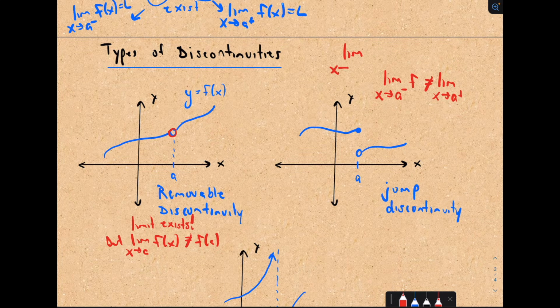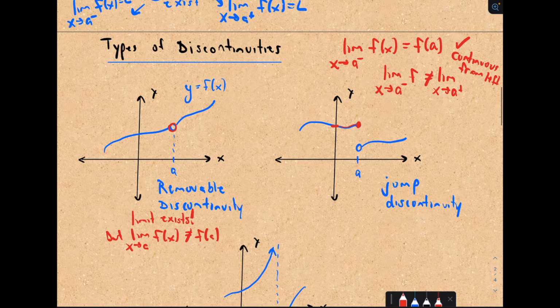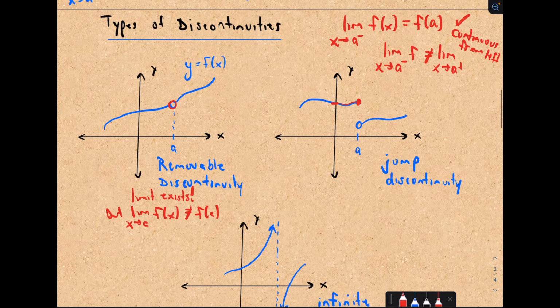Notice that the limit as x approaches a from the left in this case does equal f of a. As x approaches a from the left, we're getting closer and closer to this y value, and if we plug a into our function, because it's filled in, this condition is satisfied. So this is known as being continuous from the left. Since my function is not filled in down here from the right side, it's not continuous from the right. That's the notion of being continuous from the left and continuous from the right.